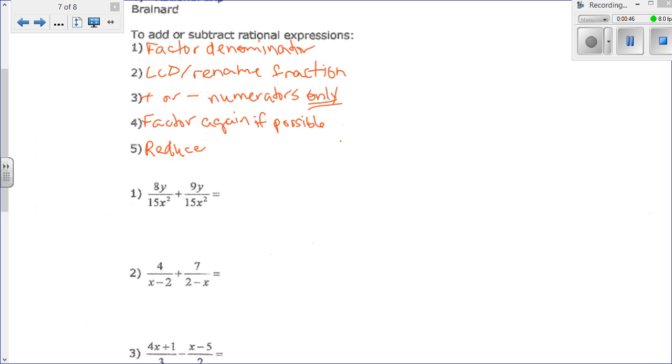So the first problem I have is 8y over 15x squared plus 9y over 15x squared. I cannot factor those denominators. My LCD is 15x squared because that's what they both have. So I don't need to find the LCD. I don't need to change my fraction. So step 3 is to add or subtract numerators only. Well, I have 15x squared as my denominator because that's not going to change. 8y plus 9y is 17y. And then it says to factor again if possible. Well, that's not factorable. And 17 and 15 do not share a common factor. Therefore, you cannot reduce it. So it is done.